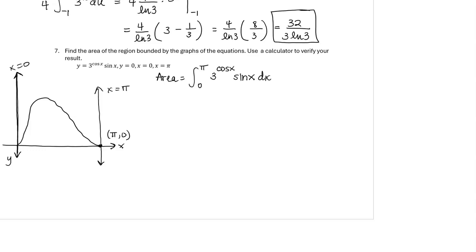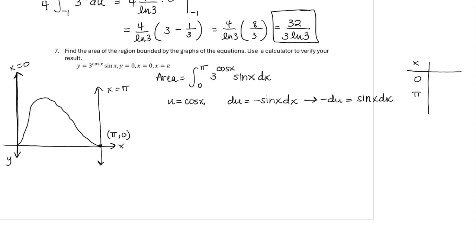To go through this integration, we're going to need to use u substitution. U is going to be what is in our exponent, which leaves us conveniently with du is equal to a negative sine x dx, which is almost what we have left in the integral, except we don't have the negative, so I'm going to multiply both sides or divide by -1 to see that negative du is equal to sine x dx.